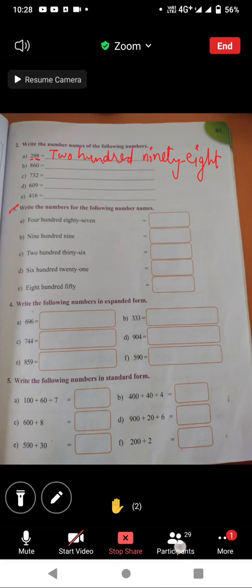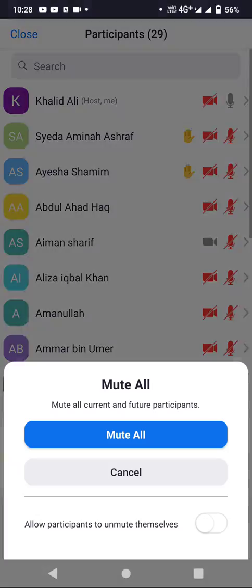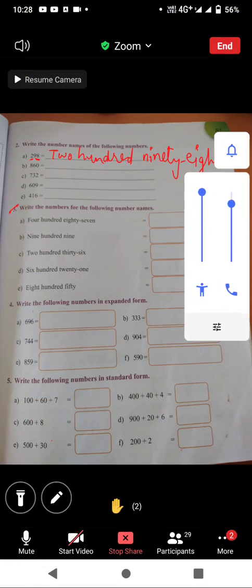We have not done this. Yes, sir. Yes, sir. I think that we have to add this to this.